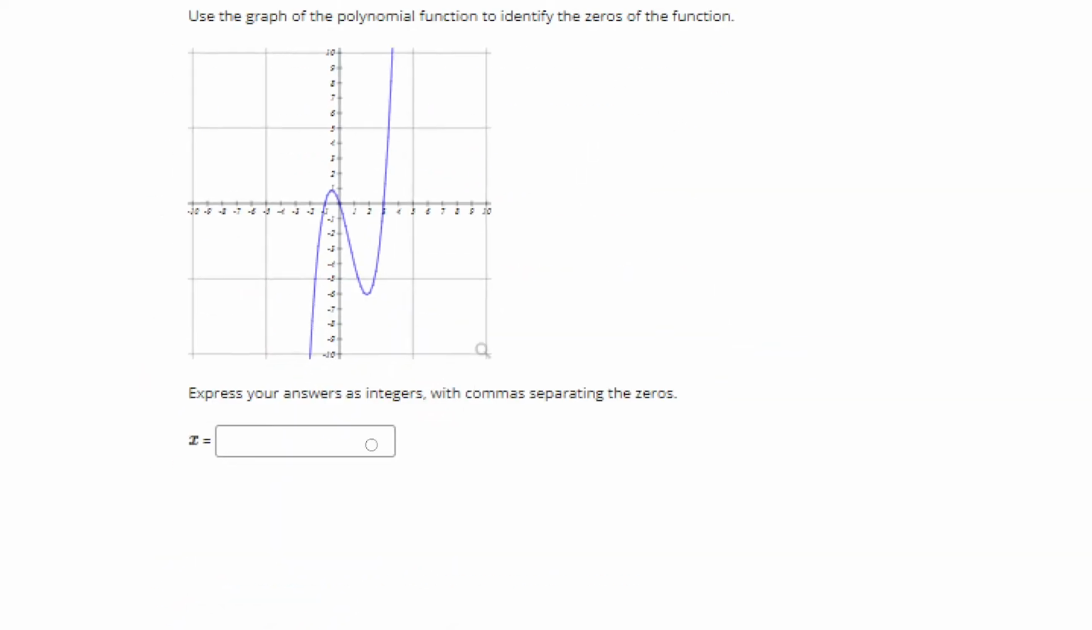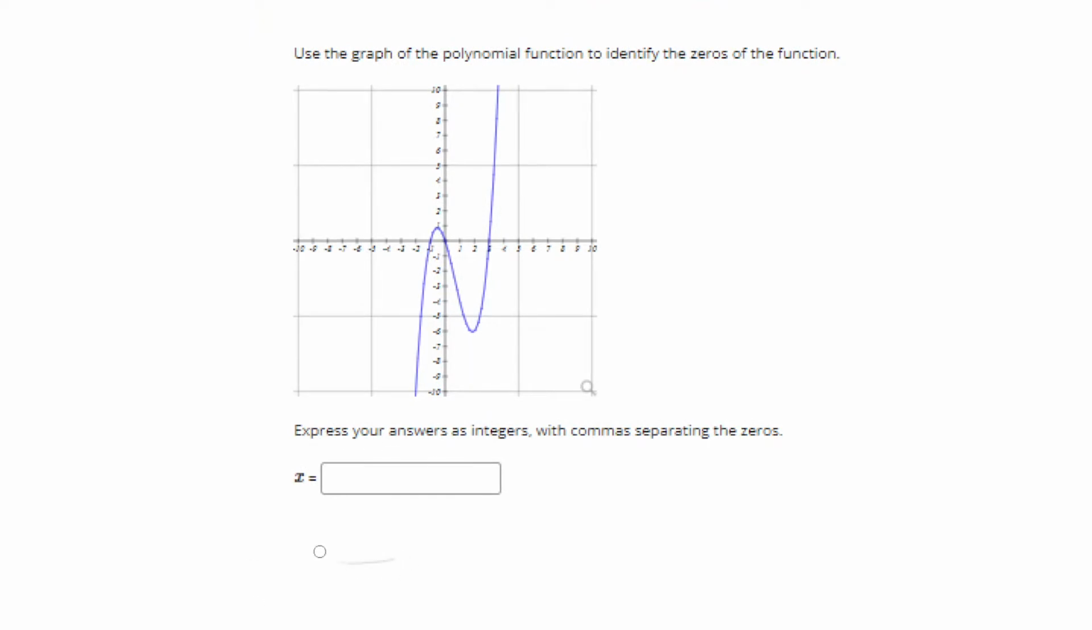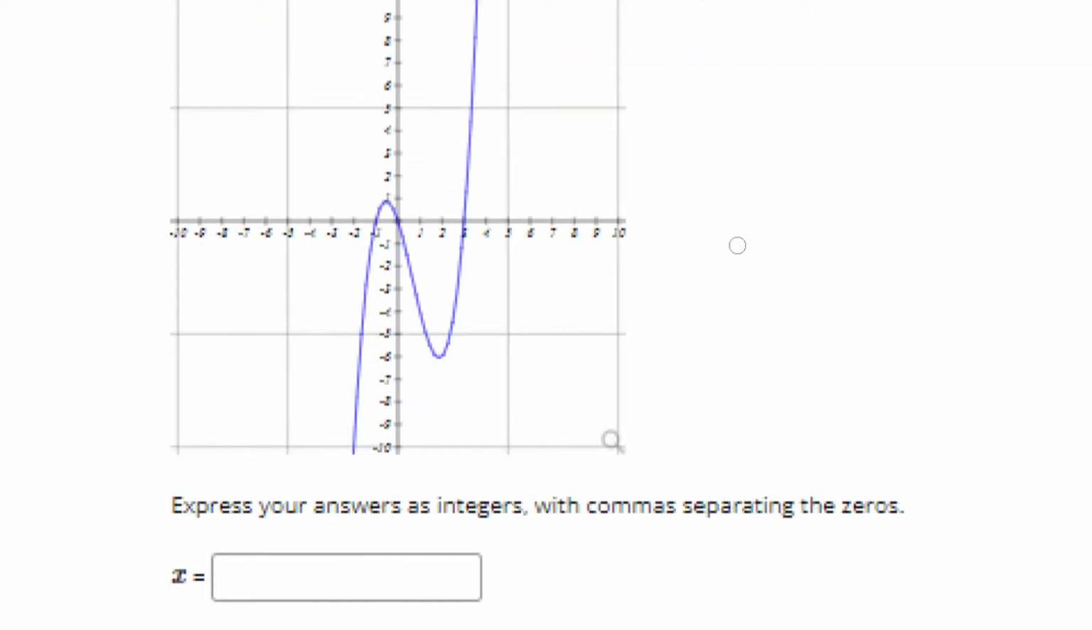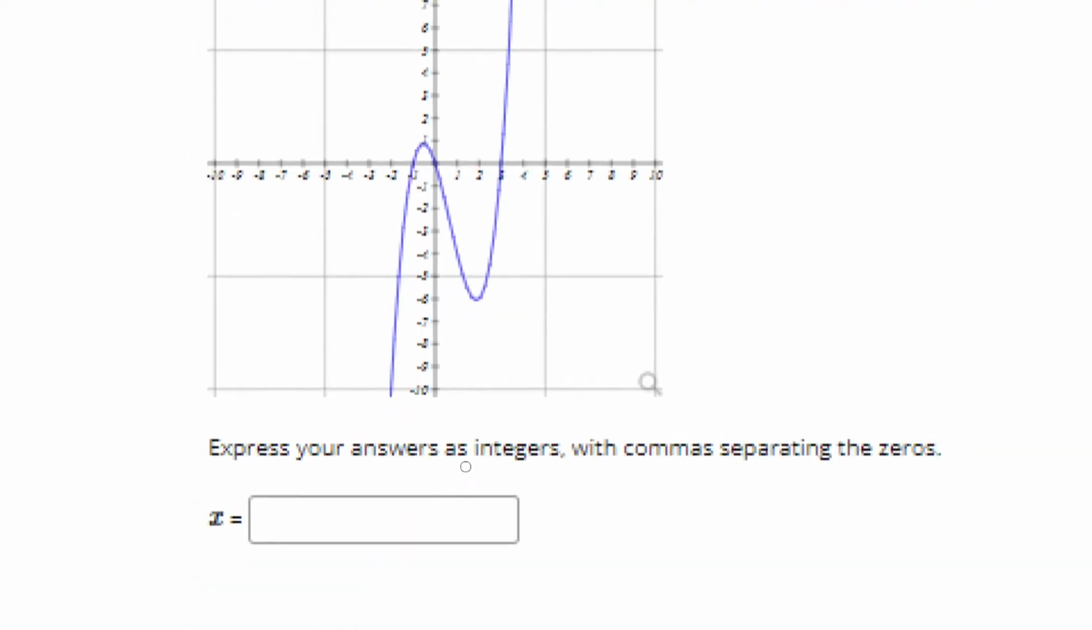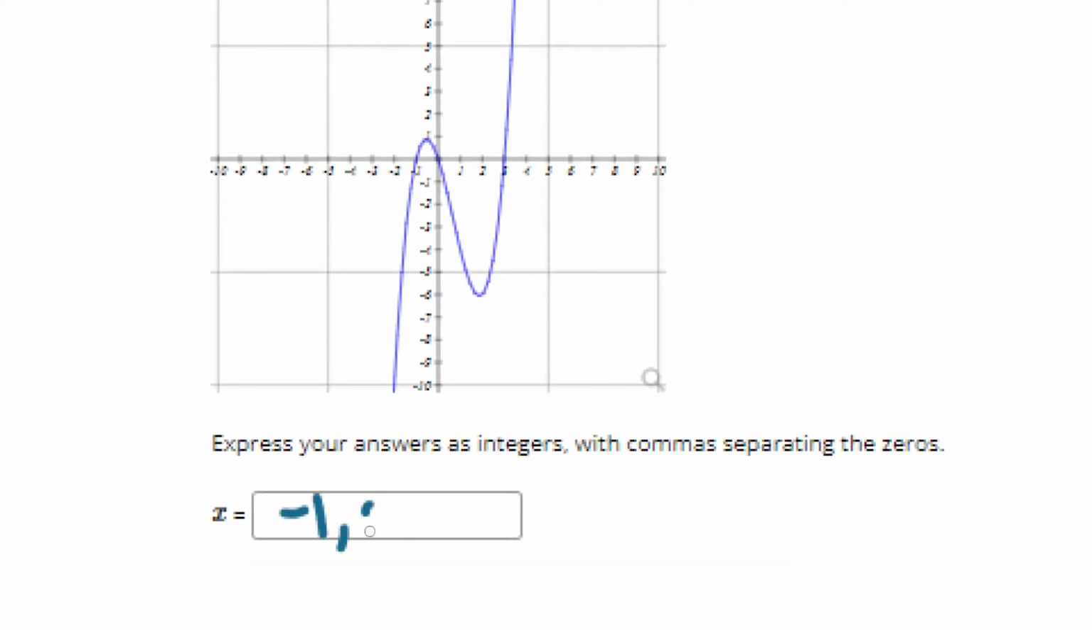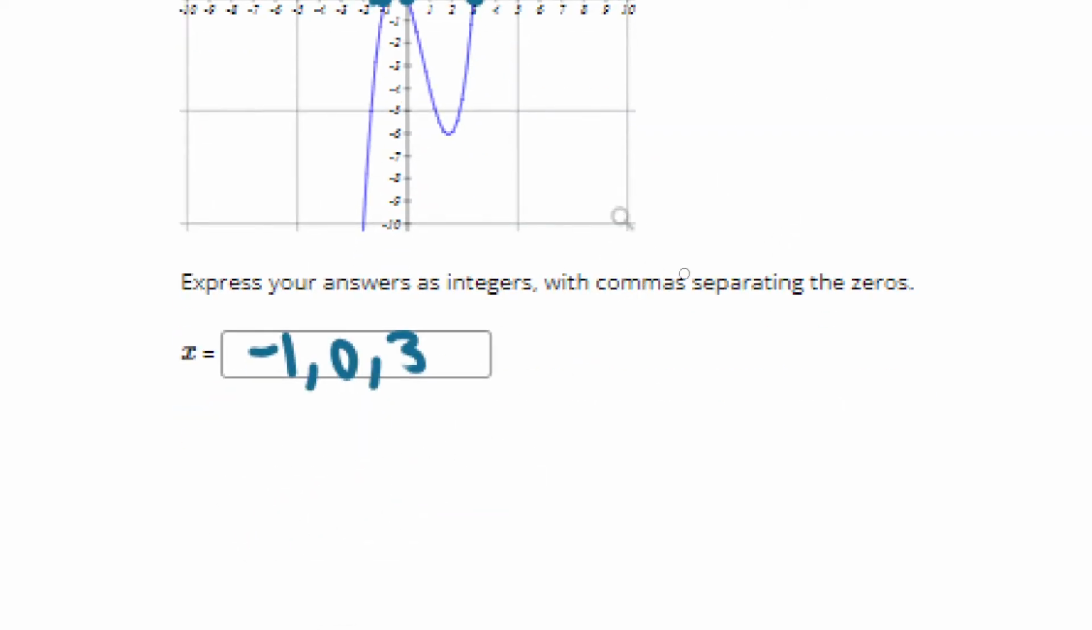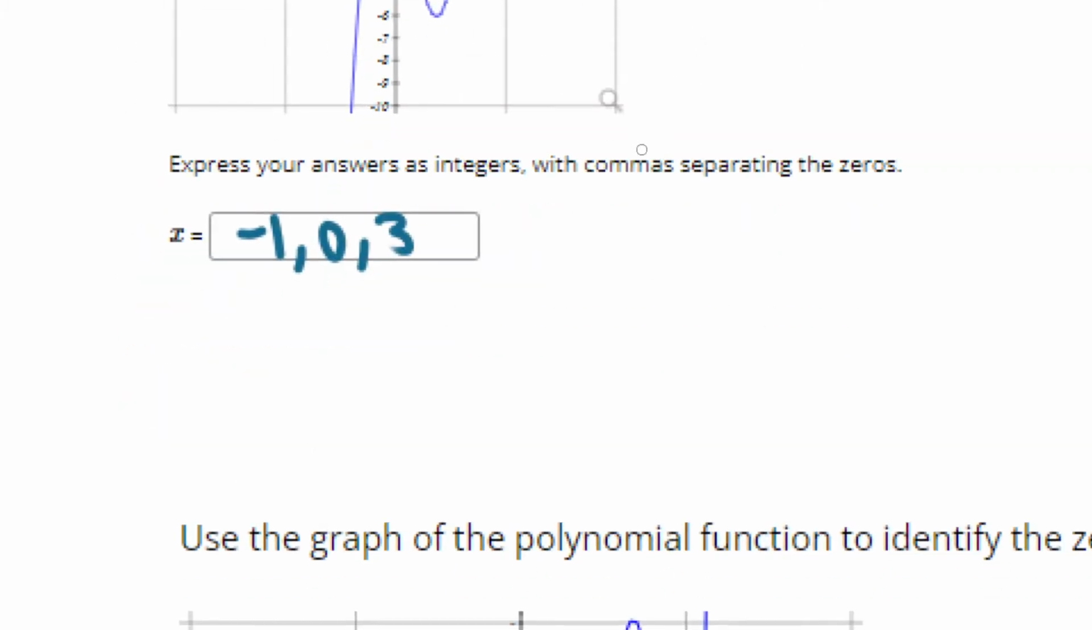Now, use the graph of the polynomial function to identify the zeros of the function. For this one, we basically want to see what the x-intercepts are. And with your examples, they won't be so pixely, and you can also click this magnifying glass to make things a bit bigger. Now, the zeros of this function are going to be -1, 0, and 3. Here's a 3, here's a 0, here's a -1. You want them in, I believe, ascending order, so smallest to biggest.